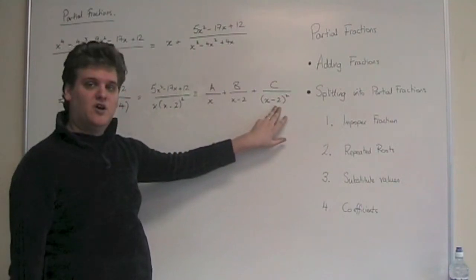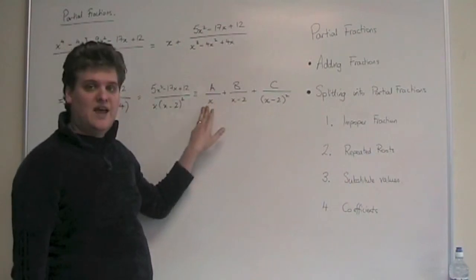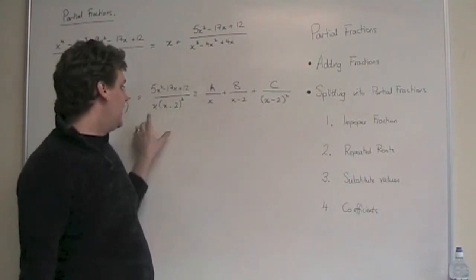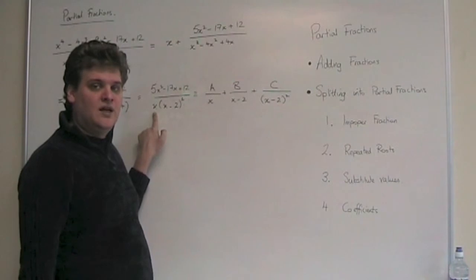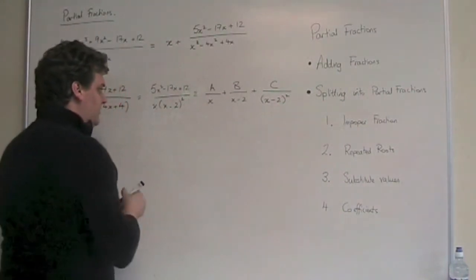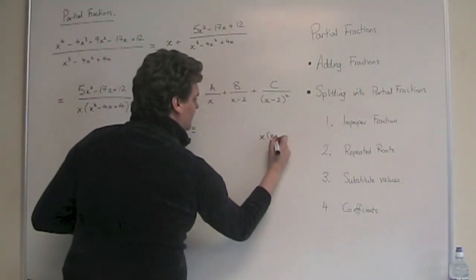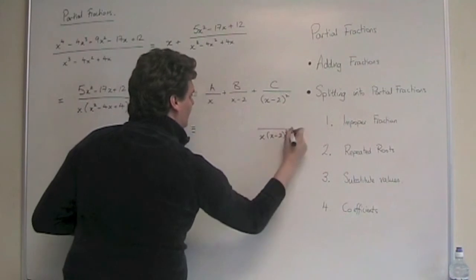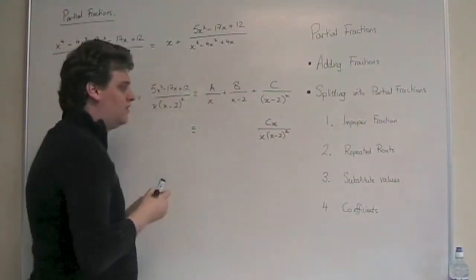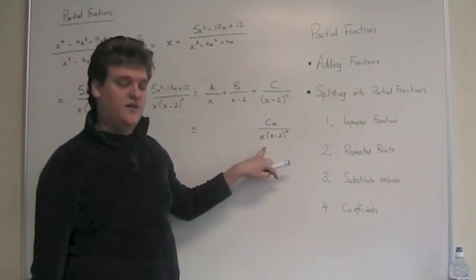Over here, we've already got x minus 2 squared, so we don't need to multiply by this x minus 2 and this x. We just need to multiply by a single x. Now please be careful with that, that can cause problems in the exam. If we do that, we get cx over x minus 2 squared.